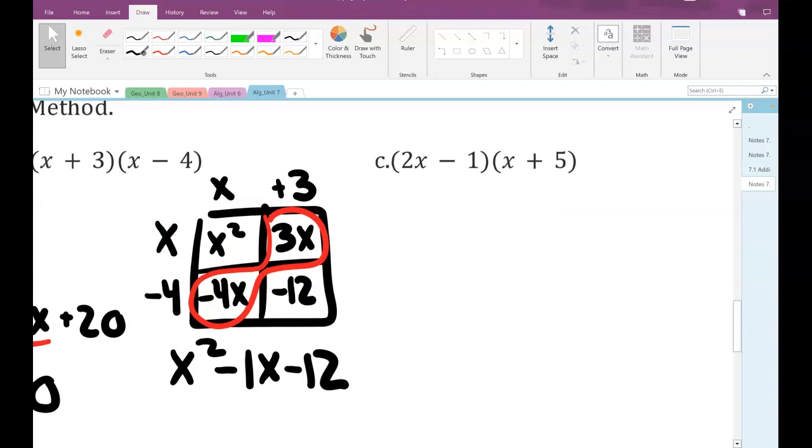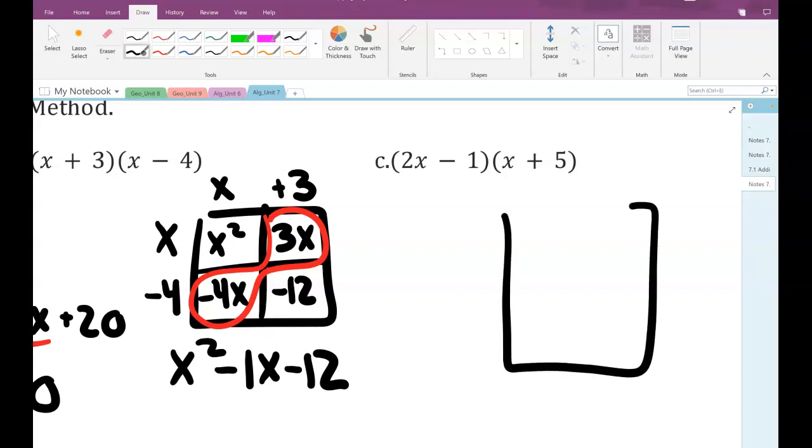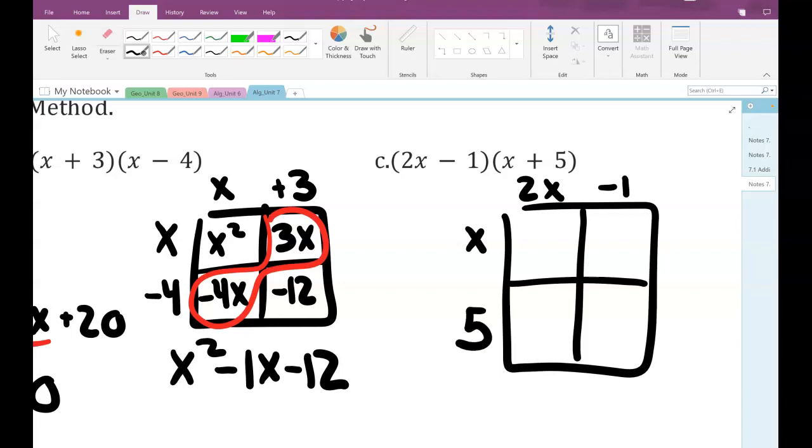If you think you can do number C on your own, I encourage you to go ahead and try it. Otherwise, just follow along with me. Making another box. We're taking, now instead of just an x term, now we have a coefficient in front of it, so it's 2x. We have a minus 1. Then we have an x and a 5 along the side. So multiplying, we have 2x squared, minus 1x, 10x, then minus 5.